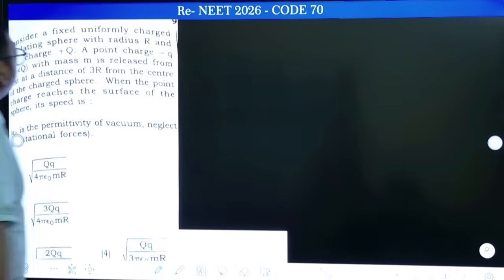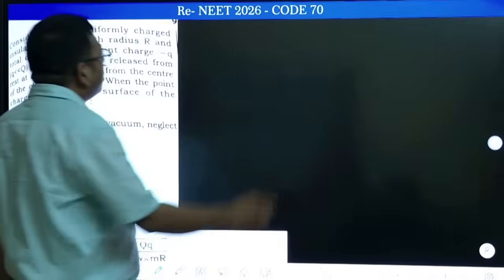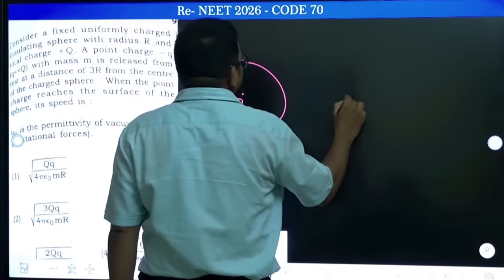Consider a fixed uniformly charged insulating sphere with radius r and total charge q. If a point charge minus q, very much less than q, with mass m is released from rest at a distance 3r from the center. So what is it saying? Insulating sphere is fixed with radius r and total charge q. A point charge minus q with mass m is released from rest at a distance 3r from center of the sphere. They have not made any diagram. Let us make this. This is center and this distance will be 3r.